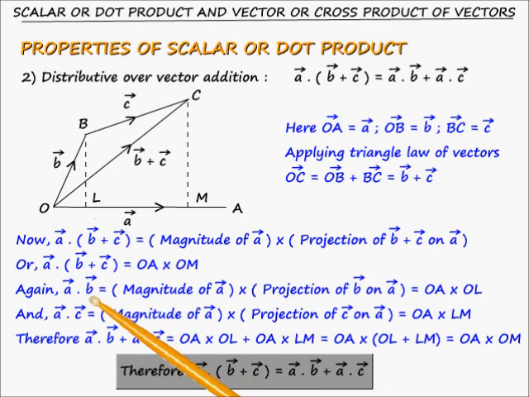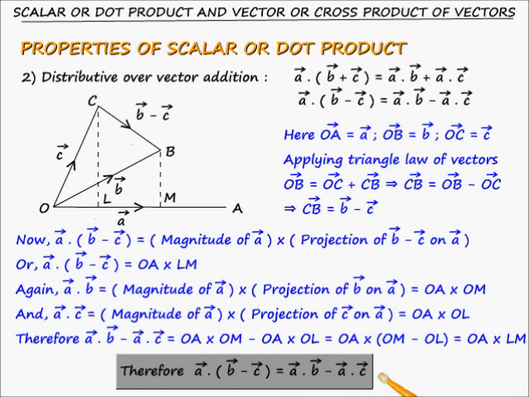And A dot B plus A dot C is equal to magnitude of A into projection of B on A plus magnitude of A into projection of C on A, which is equal to OA into OL plus OA into LM, which is equal to OA into (OL plus LM), which is equal to OA into OM. Therefore, A dot (B plus C) equals A dot B plus A dot C. From this property, we may easily prove that A dot (B minus C) equals A dot B minus A dot C.